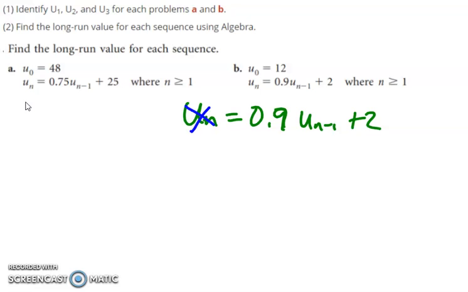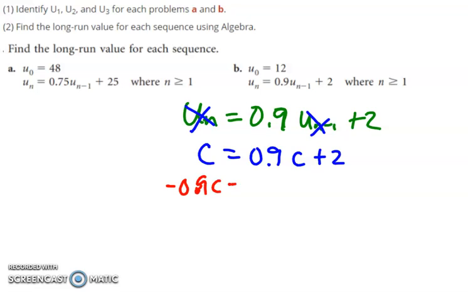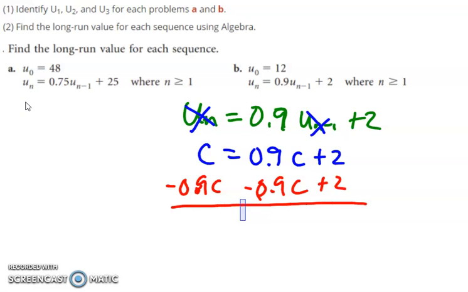We replace the U of n minus 1 both with the letter C. First step is get the C terms on the same side of the equation, so we're going to subtract 0.9C from both sides. Take 0 on the right side, so it's a bit like a dollar, take away 90 cents, so it's 0.1C equals 2.